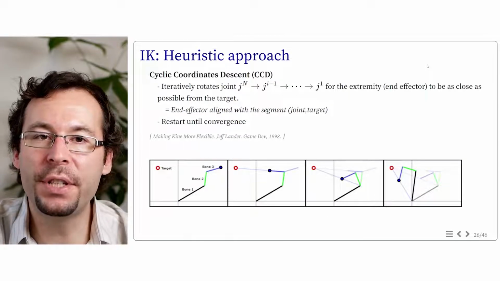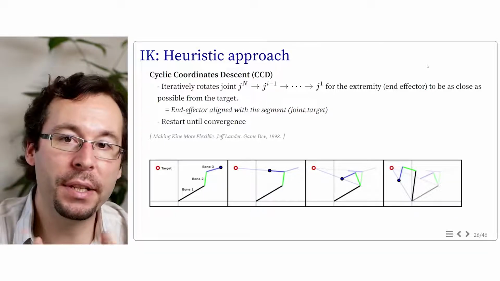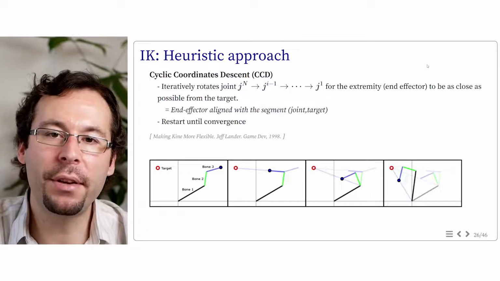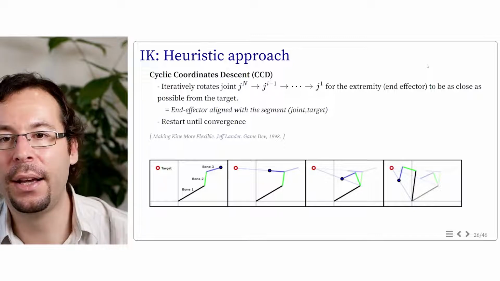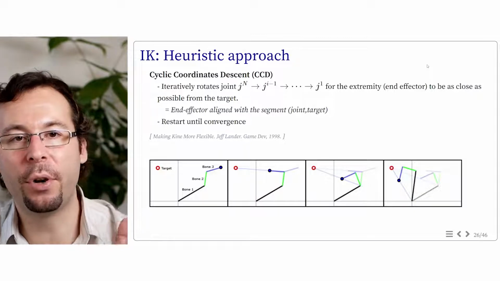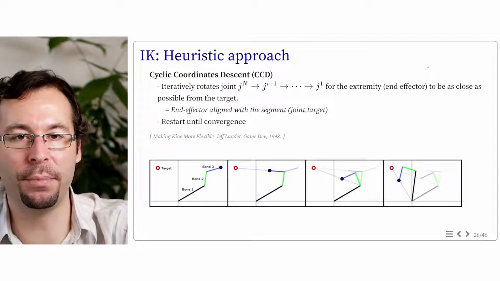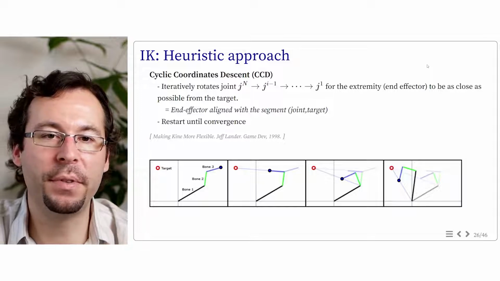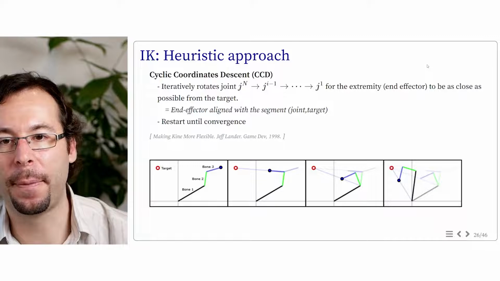Beyond numerical approaches that can sometimes be computationally costly, there is also the possibility to use heuristic and more geometric-based approaches. One of them is the cyclic coordinate descent, or CCD. The idea is to iterate on some rotation around each bone to be as close as possible to the target at each step. So let us see how it works on this example with 3 bones and the target shown in red.